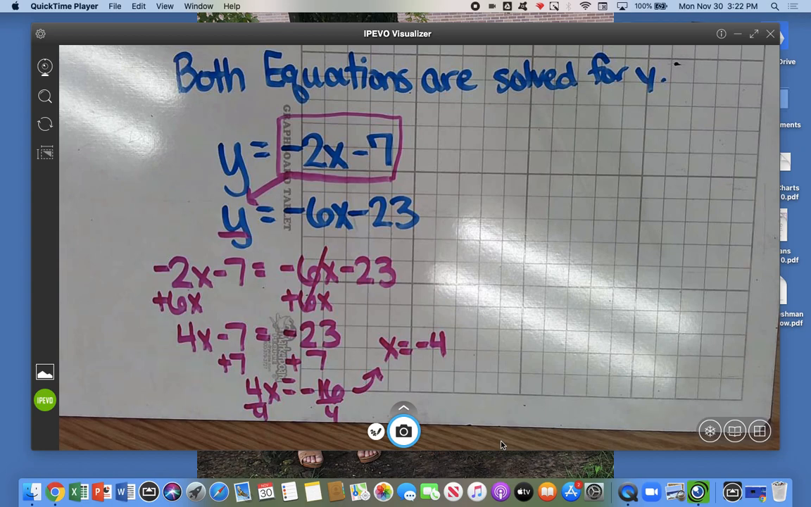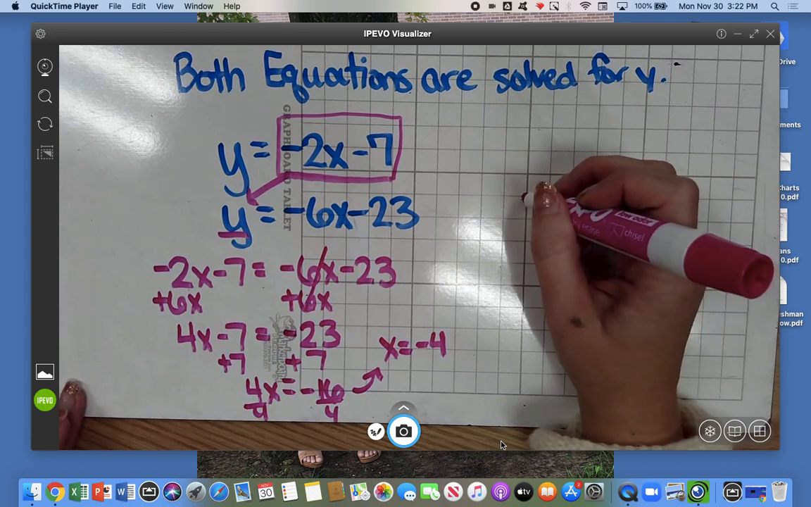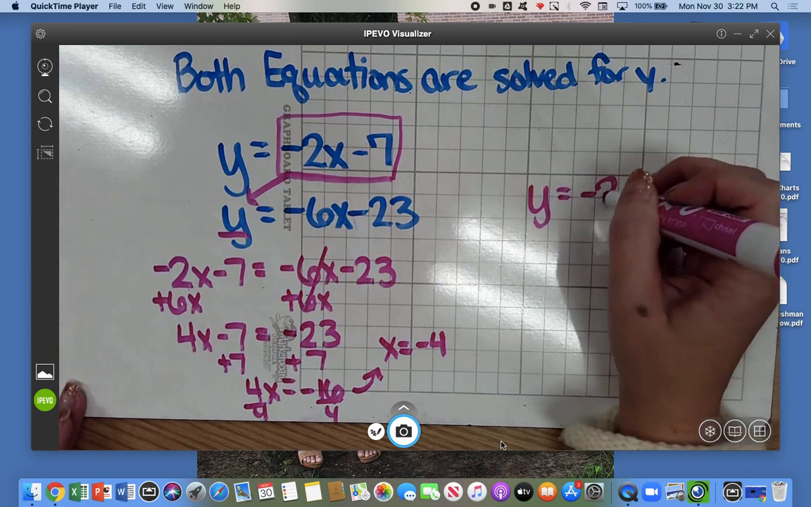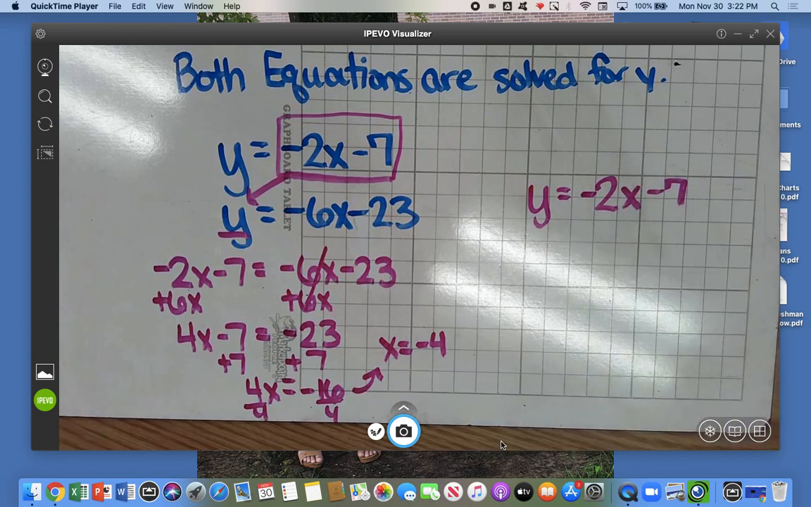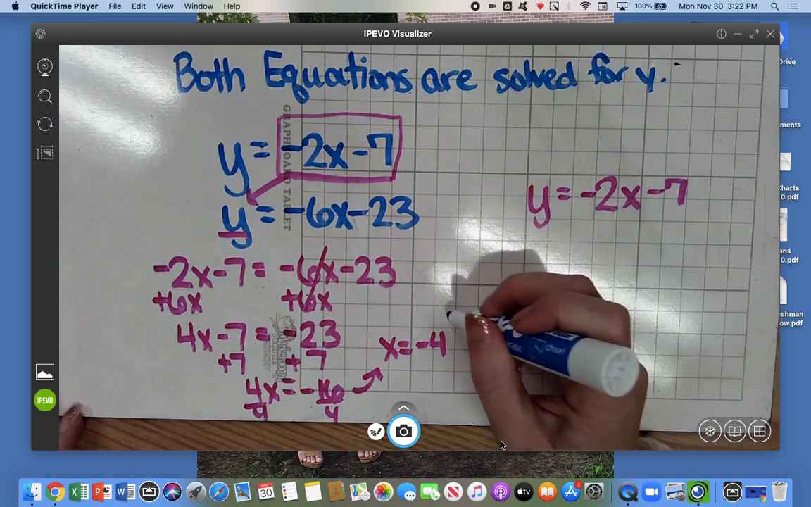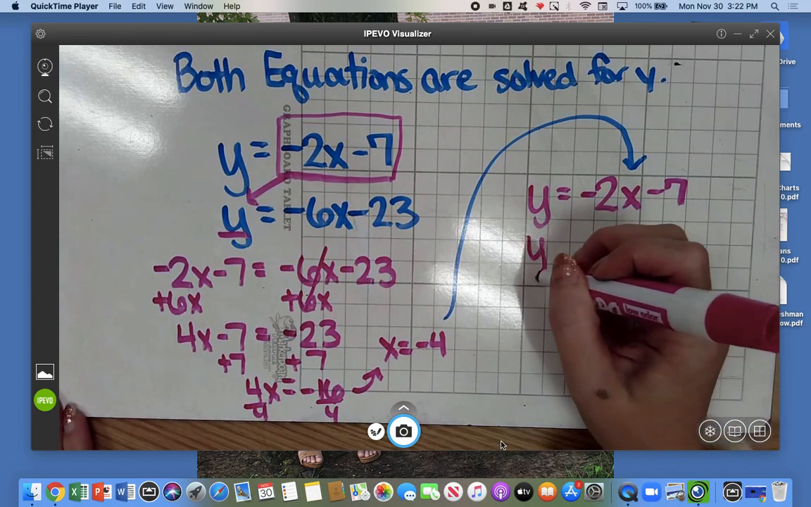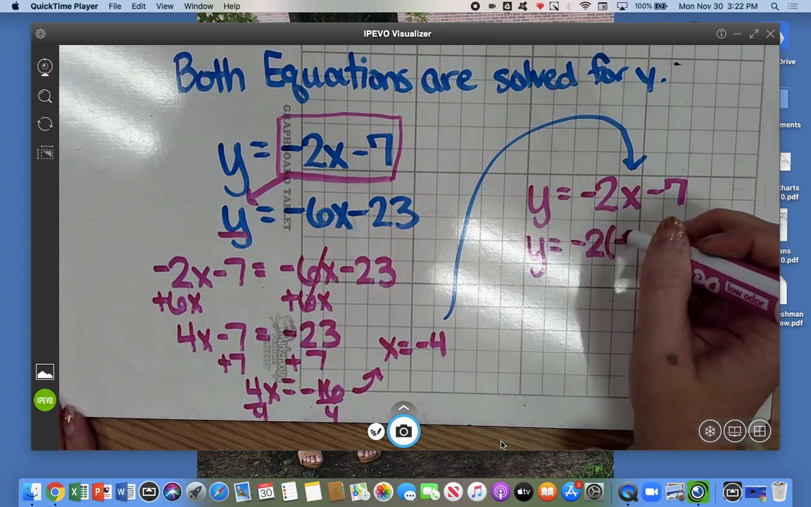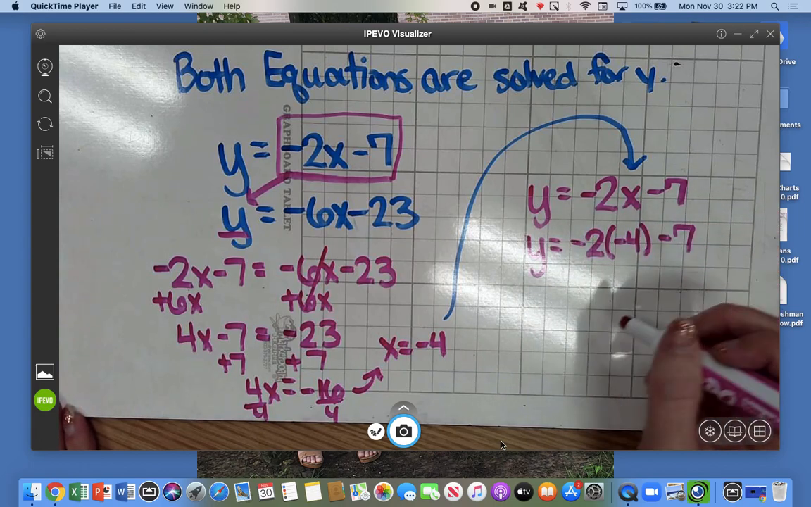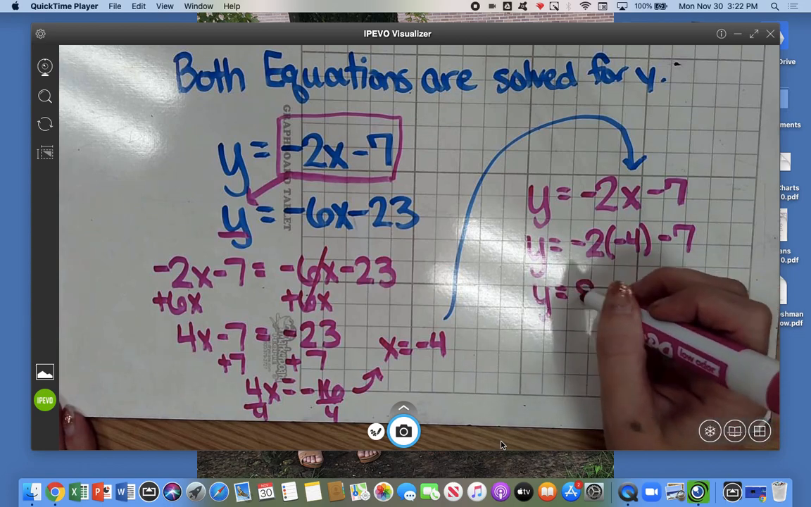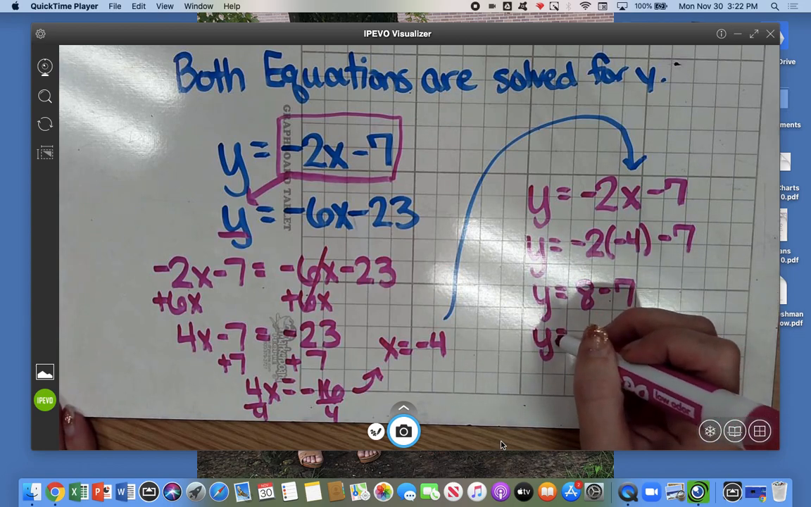All right, then the last part, we have to pick an equation and plug in negative 4 for x. So I don't care if you use the top or the bottom one. I'm going to pick the top equation just because it's smaller numbers, a little bit easier to work with. So that negative 4, I'm going to then plug it in, substitute again. See why it's called substitution? We do it twice. So then that becomes negative 2 times negative 4 minus 7, which when we multiply we get 8 minus 7 and a y coordinate of 1.